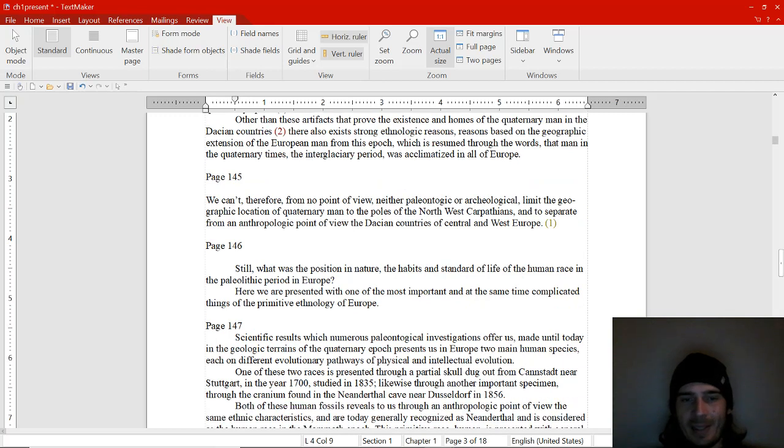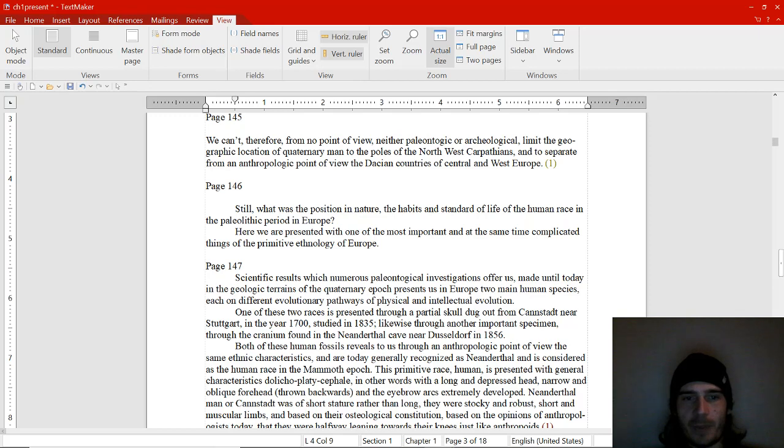Page 146. Still, what was the position in nature, the habits and standard of life of the human race in the Paleolithic period in Europe? Here we are presented with one of the most important and at the same time complicated things of the primitive ethnology of Europe. Page 147. Scientific results which numerous paleontological investigations offer us, made until today in the geologic terrains of the Quaternary epoch, present us in Europe two main human species, each on different pathways of physical and intellectual evolution.